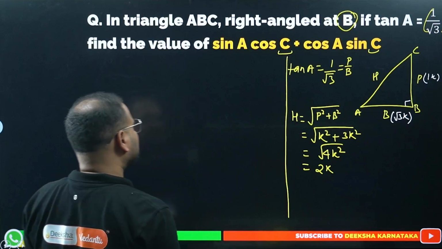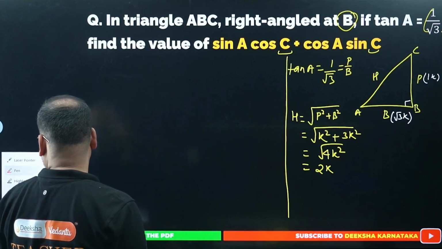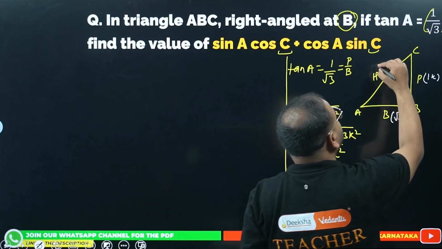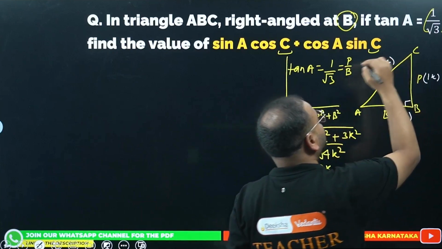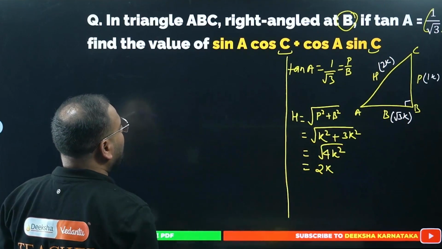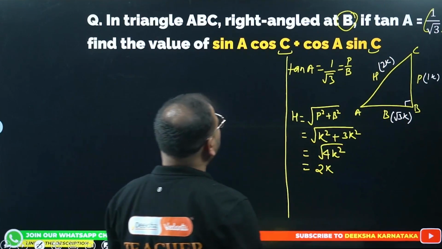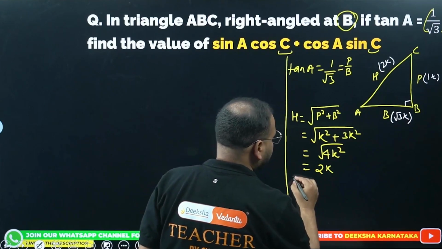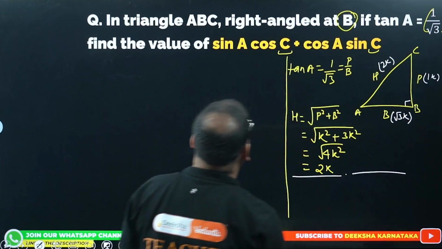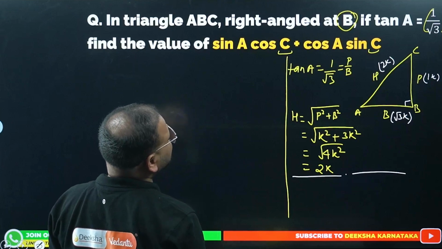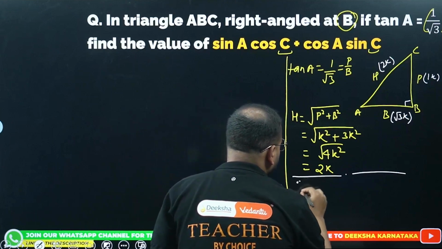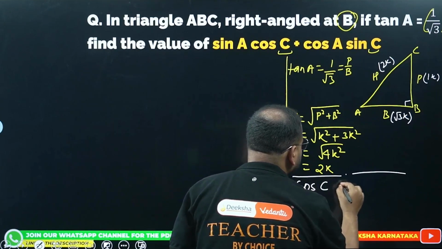Quickly find cos c and sin c. Hypotenuse is, sorry, let me write it here, 2k. So cos c and sin c, can we find here? So cos of angle c.